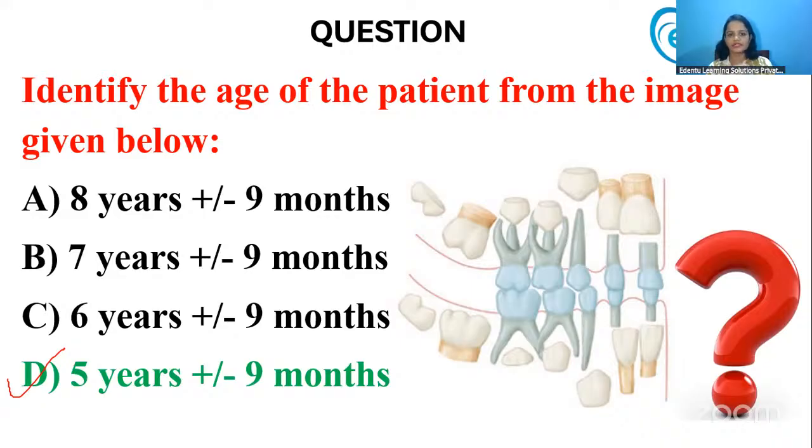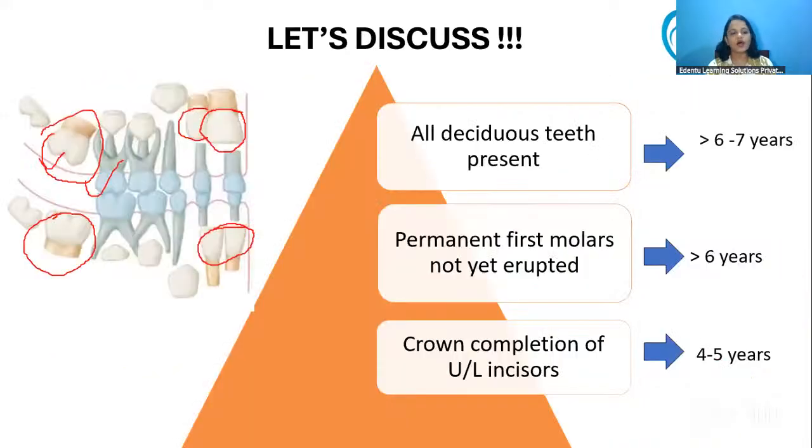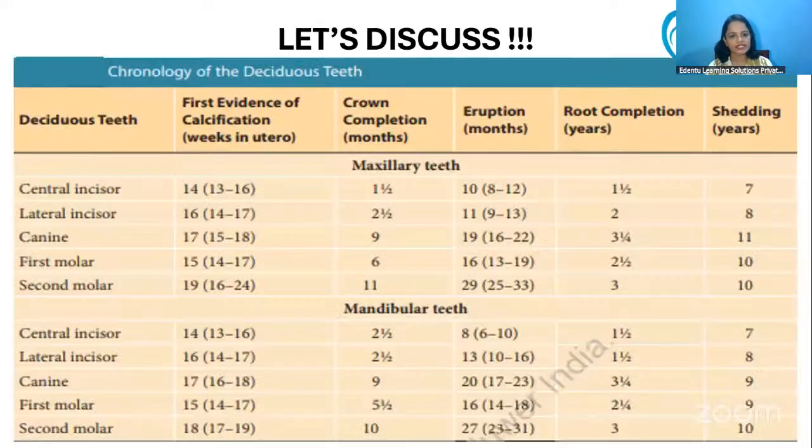Okay, so another clue to easily tackle these age estimation type of questions is to look at the teeth that had erupted last into the oral cavity. All right, so that tooth will determine the age of the patient. That's another tip that you can use for such age estimation questions. Now, how can you tackle such questions? There are chronology charts for the deciduous teeth and for the permanent teeth also.